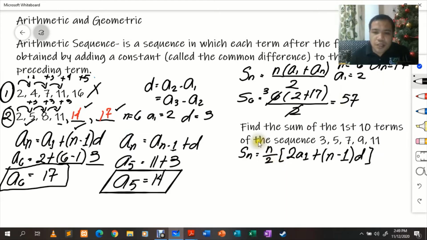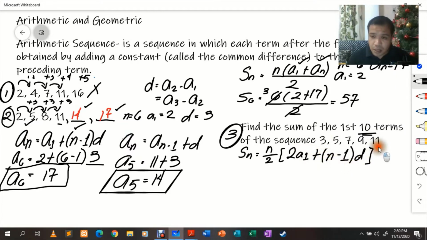Now, another example. So, this will be the third example. Find the sum of the first 10 terms of the sequence 3, 5, 7, 9, 11. In this example, hindi natin alam kung ano yung last term. Hindi natin alam kung ano yung 10th term. Unlike dun sa example number 2, alam natin yung first term at yung last term. Dito, assuming hindi pa natin alam yung 10th term, or the last term, we can use the formula S of n is equals to n divided by 2, quantity 2 times a sub 1 plus quantity n minus 1 times the common difference.